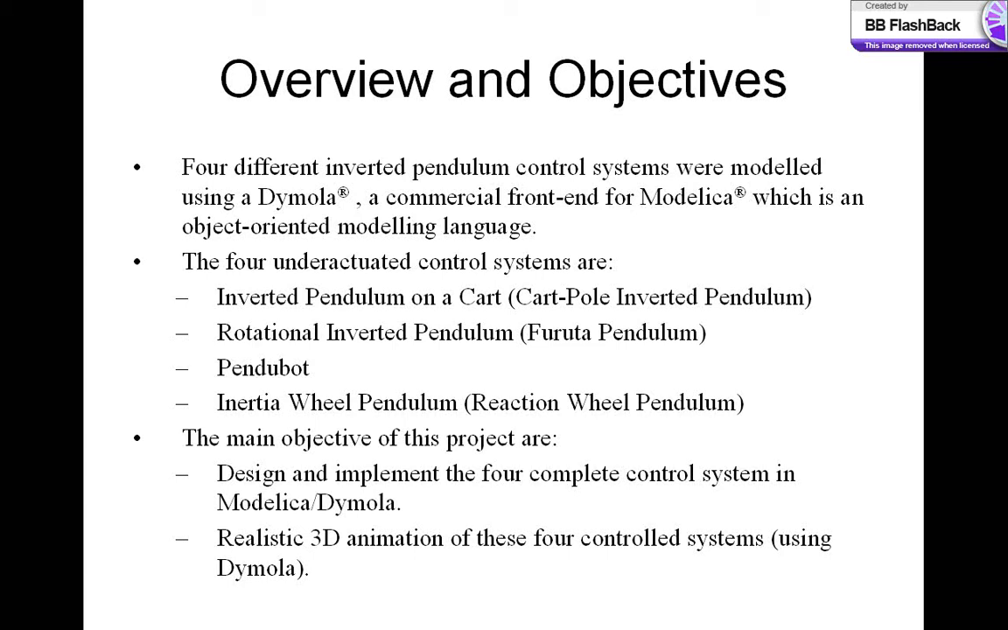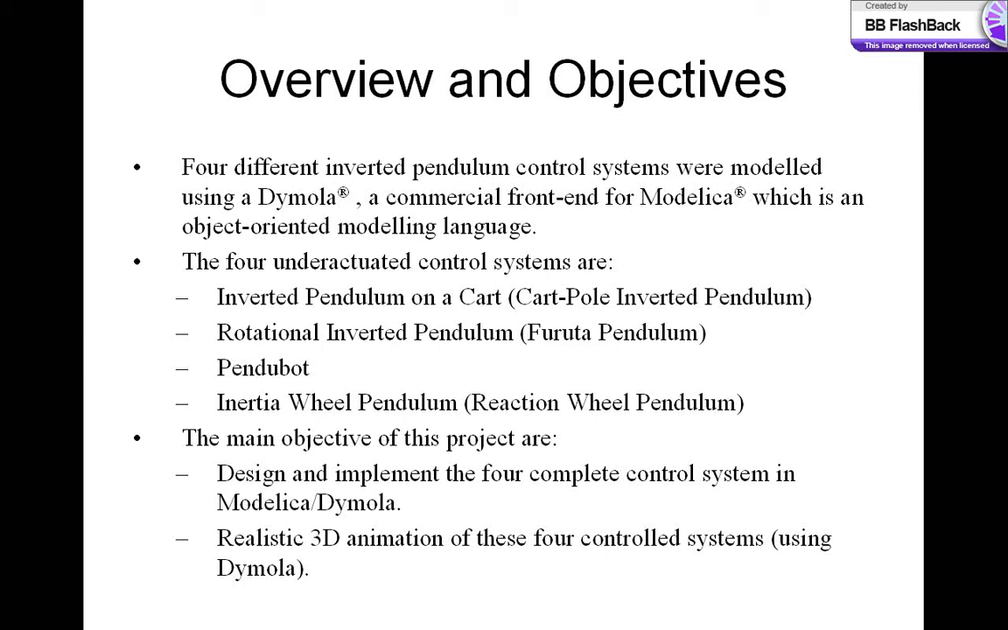The 4 inverted pendulums considered are: 1. The inverted pendulum on a cart, which is also sometimes called the cart-pole inverted pendulum. 2. The rotational inverted pendulum, also called the Furuta pendulum. 3. The pendubot. And 4. The inertia wheel pendulum, also called the reaction wheel pendulum.